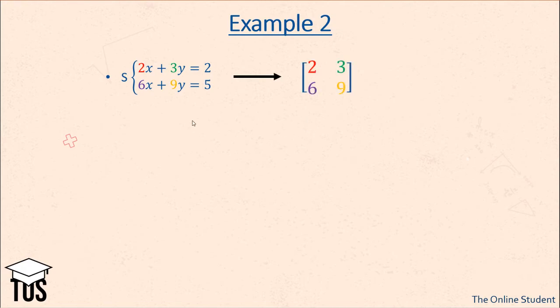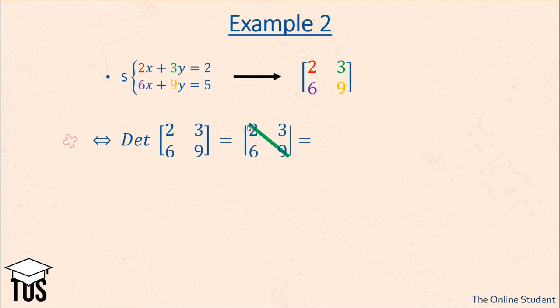Let's have a look at another example. Now we have this system of equations. The first step is to put all these coefficients of our variables into a matrix again. The determinant of this matrix, which can be represented by these straight lines, is given by the multiplication of the elements on our green line, so we have 2 times 9, and we subtract the multiplication of the elements on our red line, which is 6 times 3.